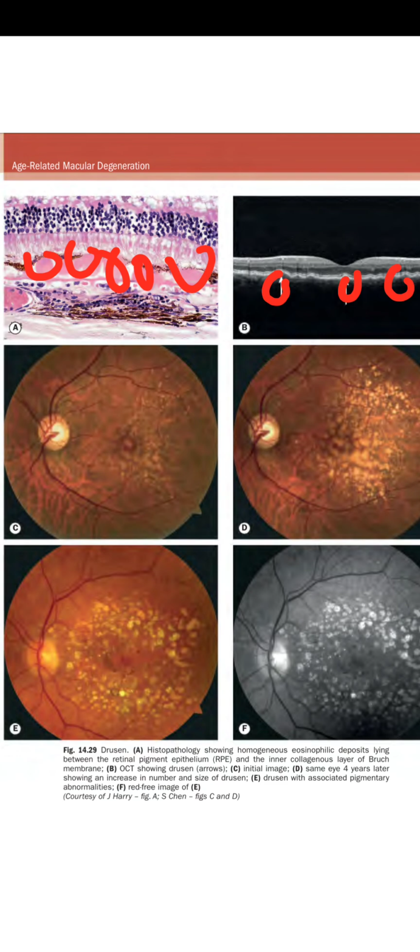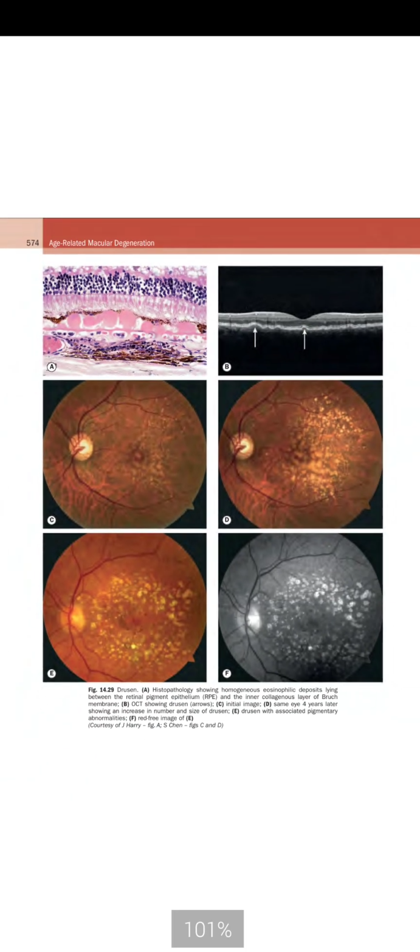So C is showing us an initial image, D is showing us the same eye 4 years later. So you can see lots of drusens, an increase in number and size of drusens. E is showing us the drusens with associated pigmentary abnormalities, and F is showing the red-free image of E.